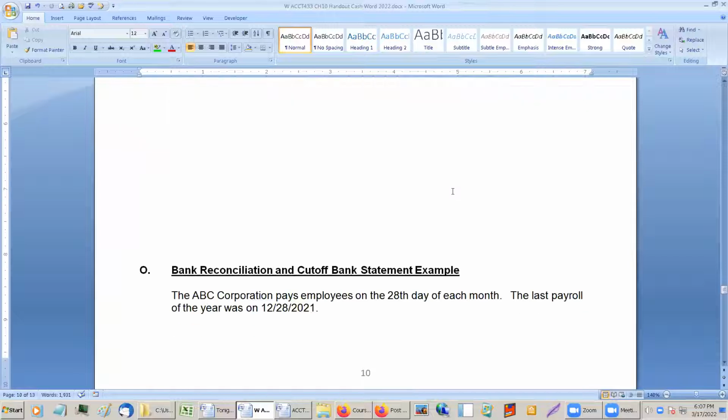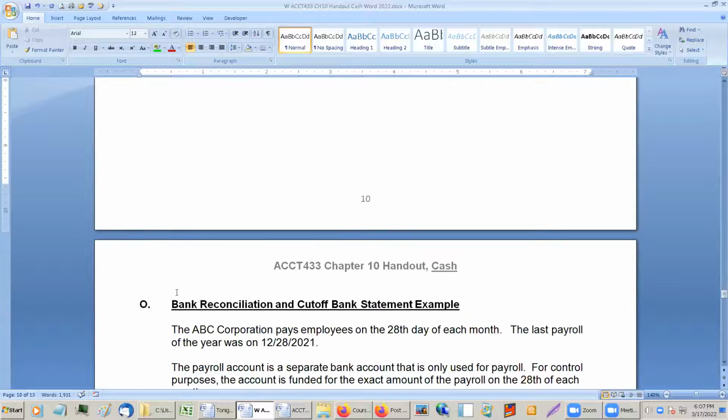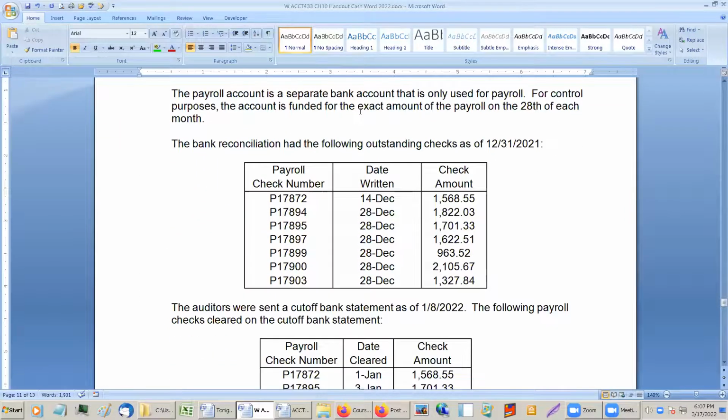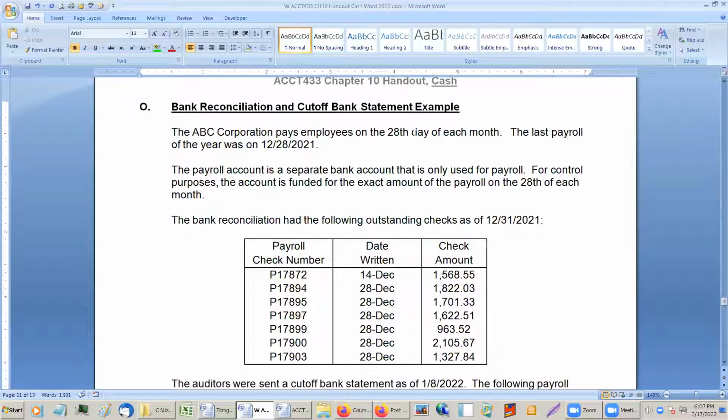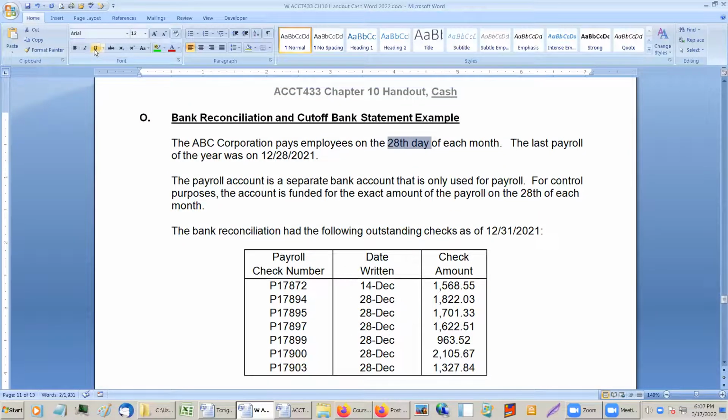So let's go back to the handout. Okay, so this is how we're going to use a cutoff bank statement. And we're going to kind of go through here and kind of figure out what is going on or where there may be problems.